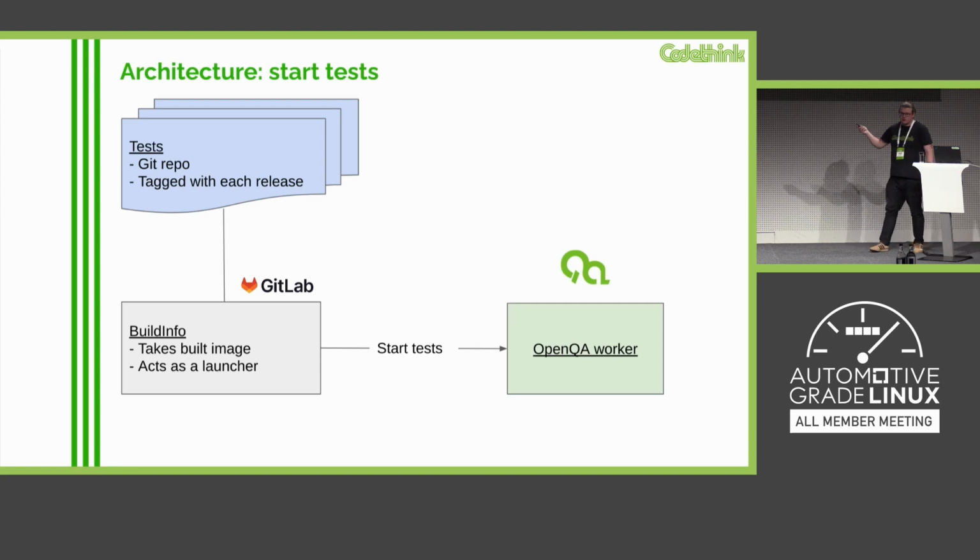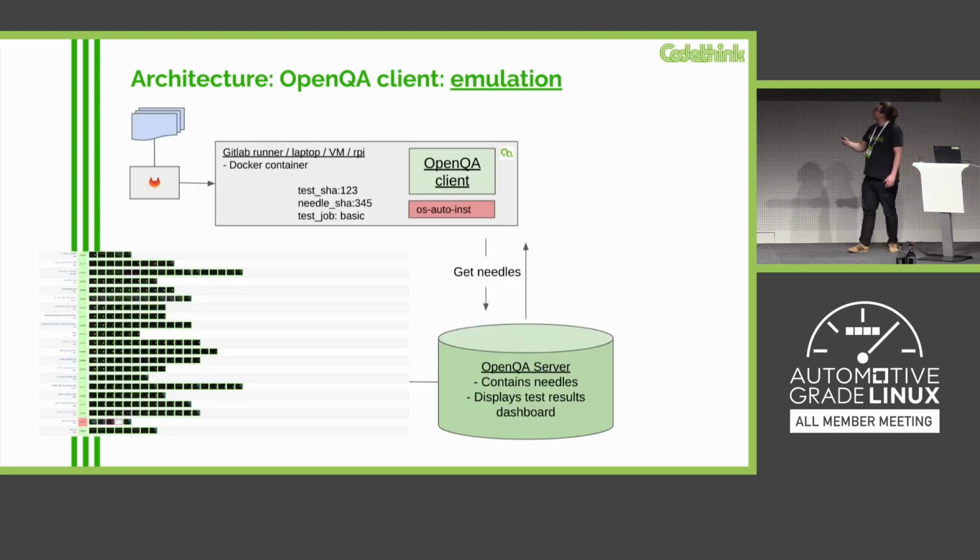It takes the built image and acts as a launcher, starts an OpenQA worker, and the worker is spun up ad hoc every time that you run the tests, which is quite good. The worker can be anything that you need, anything that you can get your hands on, sorry. So a laptop or a Raspberry Pi or a VM. In our case, it's a GitLab runner, which is a VM.